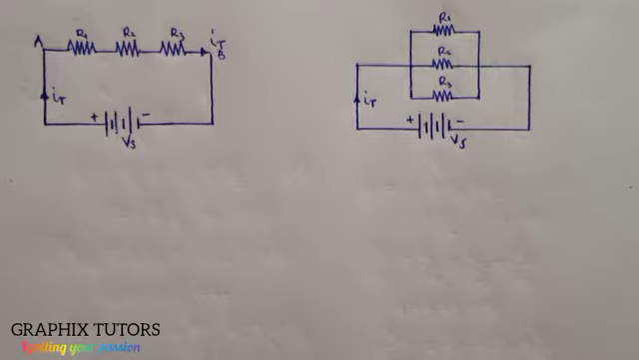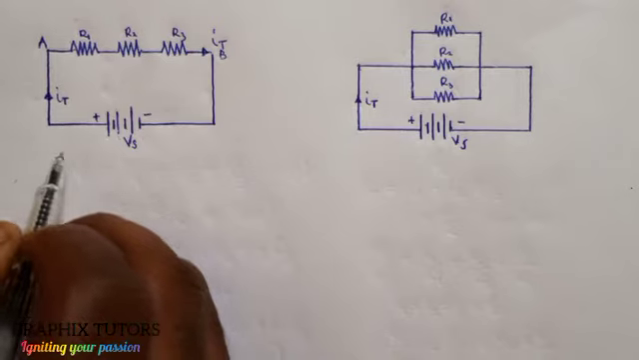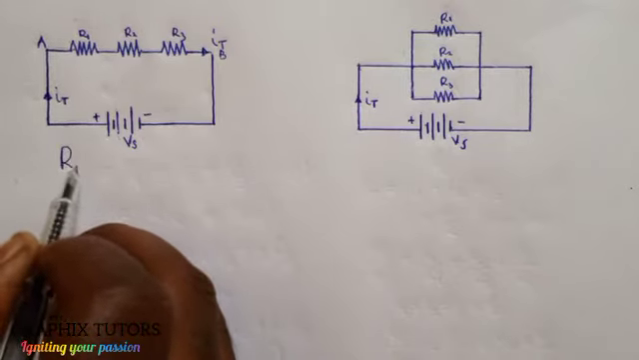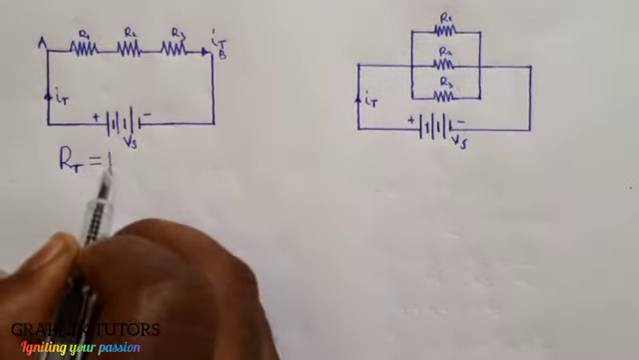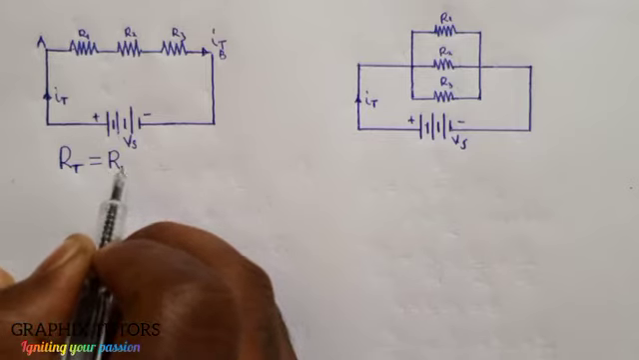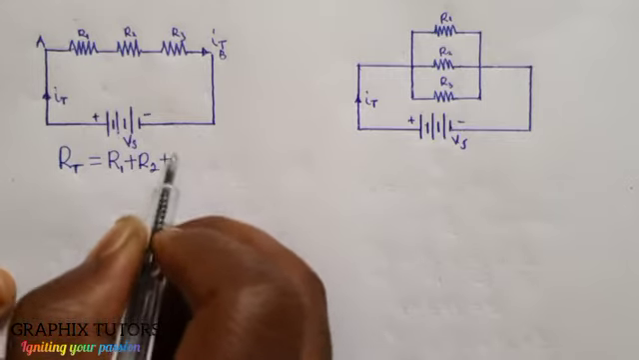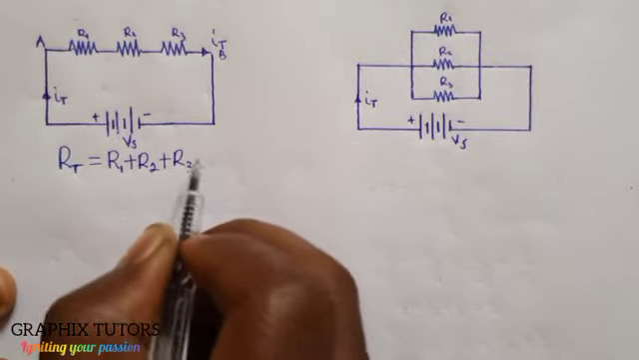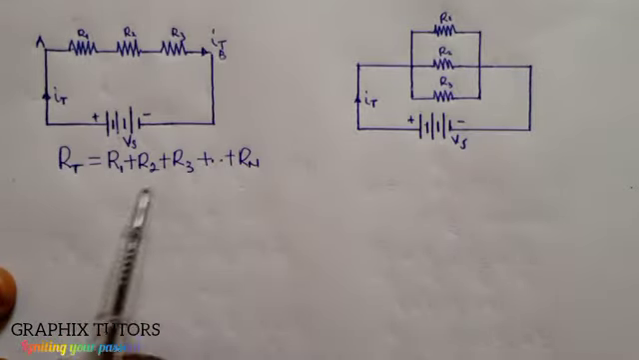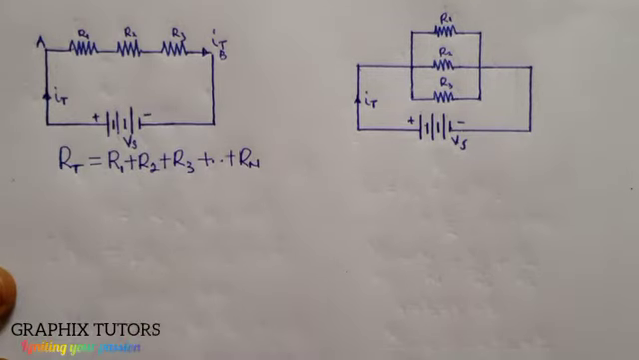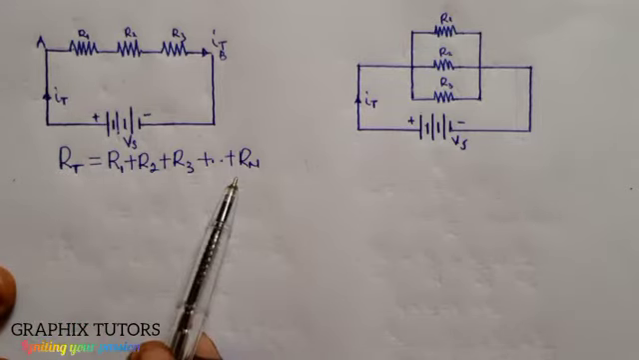Now, we say that in a series connection, the R total, which is also called the R equivalent, is equal to the sum of what? The sum of each of the resistors. So if the resistors are more than one, you are going to add all of them. So this is the general formula for what? Resistors in series.